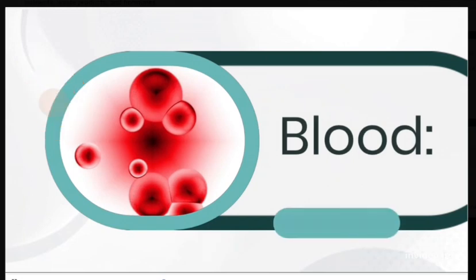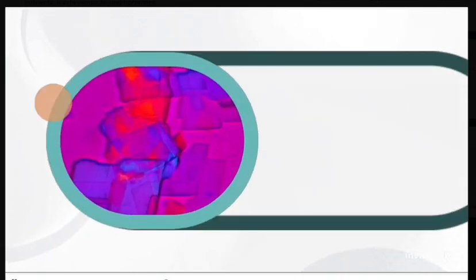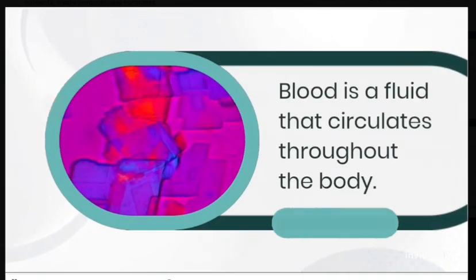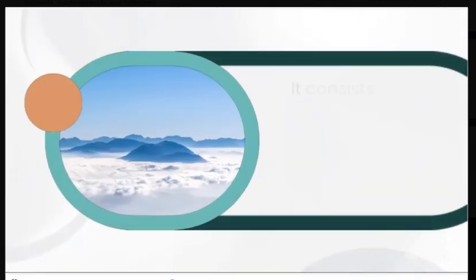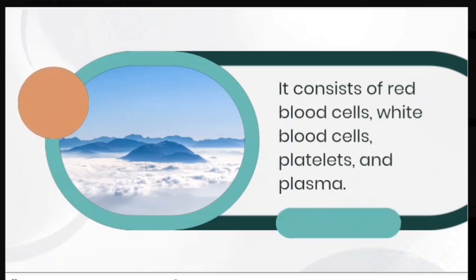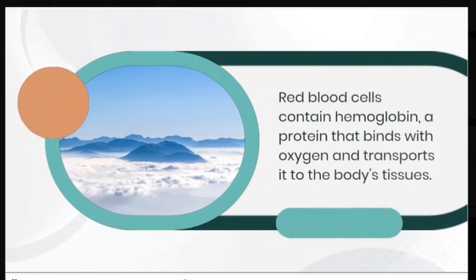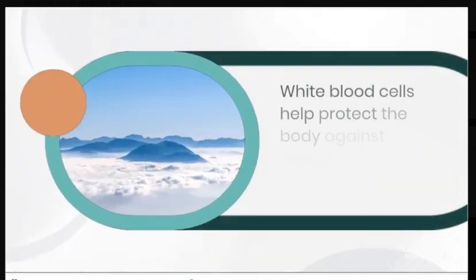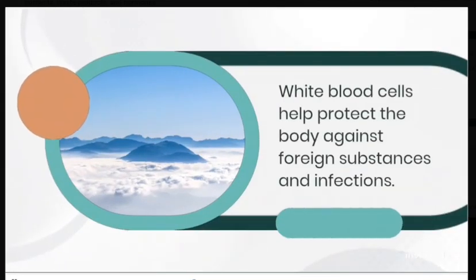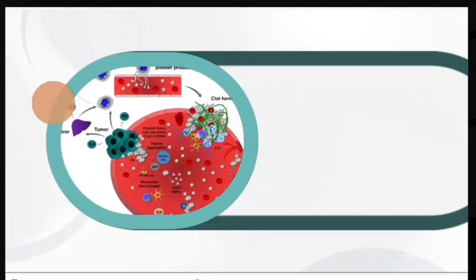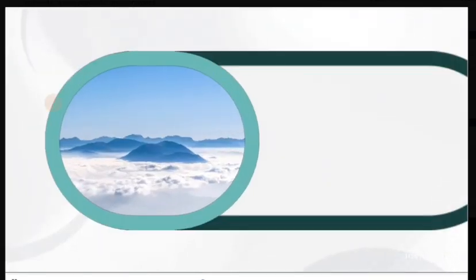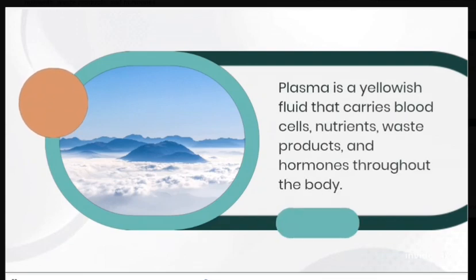Blood is a fluid that circulates throughout the body. It consists of red blood cells, white blood cells, platelets, and plasma. Red blood cells contain hemoglobin, a protein that binds with oxygen and transports it to the body's tissues. White blood cells help protect the body against foreign substances and infections. Platelets help with blood clotting. Plasma is a yellowish fluid that carries blood cells, nutrients, waste products, and hormones throughout the body.